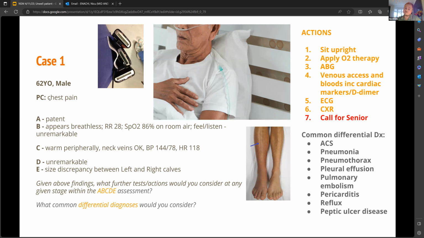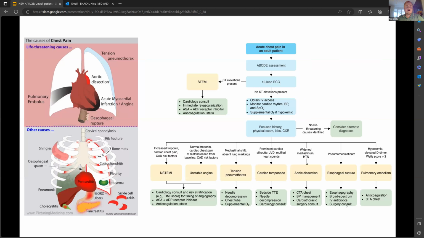So common differential diagnoses for somebody presenting with chest pain, not necessarily this case, would be pulmonary embolism that was mentioned, acute coronary syndrome, pneumonia, pneumothorax, pleural effusion, pericarditis, reflux, and even peptic ulcer disease. It is very common. I've put them in this picture. It's a very helpful image from Picturing Medicine.